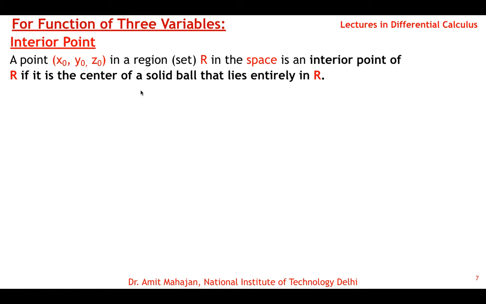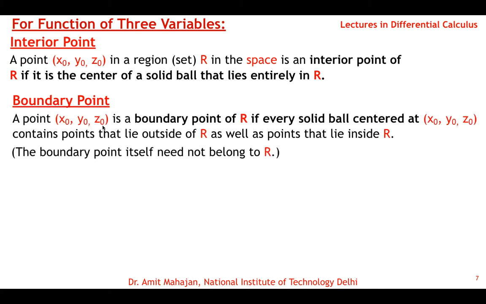Okay, and similarly for the boundary points, a point will be a boundary point of the region if every solid ball centered at this point contains points that lie outside R as well as inside R. So if we consider this as the center of a solid ball, and some points lie inside the region and some points lie outside the region, and this is true for every solid ball that we construct, then we say that this is a boundary point. Again, the boundary point itself need not belong to the region.